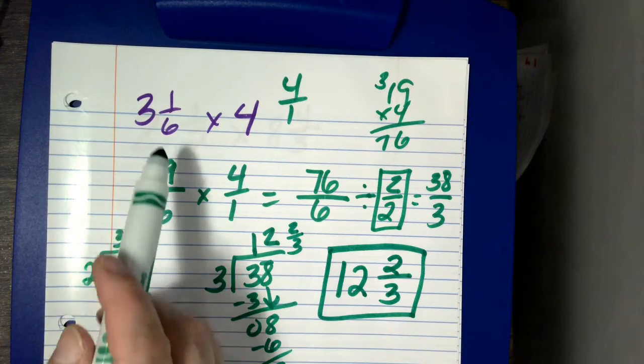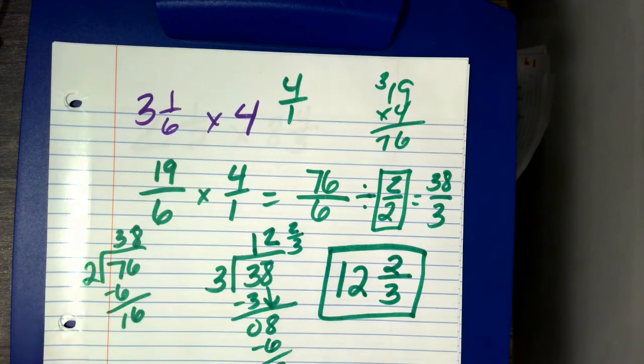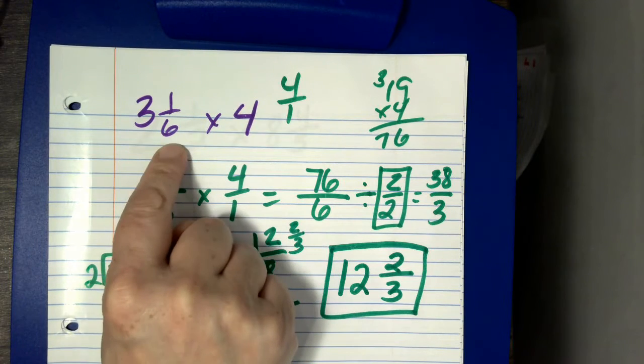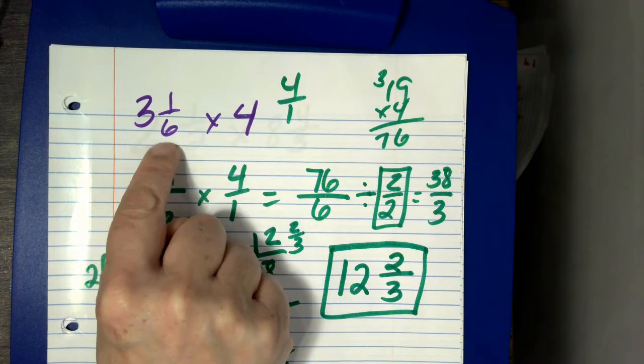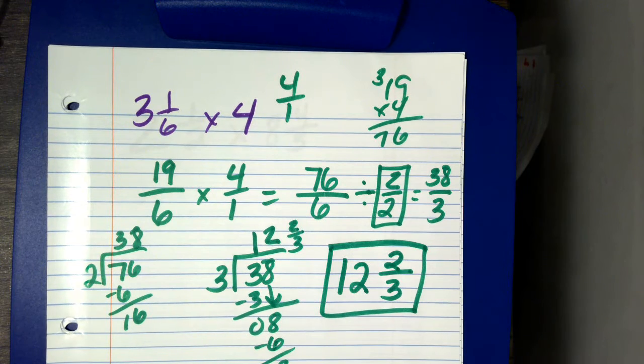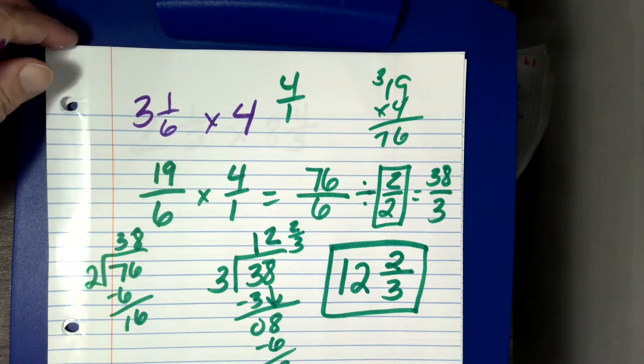I'm pretty sure that it does. If I just looked at these whole numbers, 3 times 4, I would get 12. Plus I have 1/6 more that I'm going to be multiplying by 4. So I have 12 and 2/3. That looks like a pretty great answer for me.